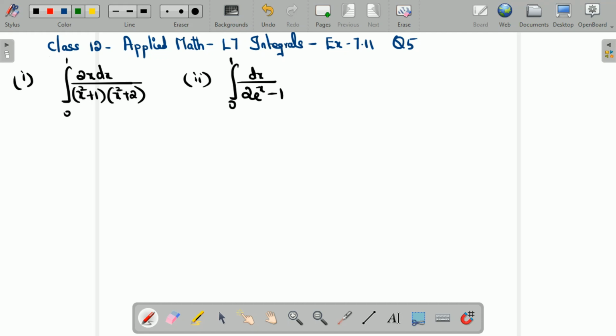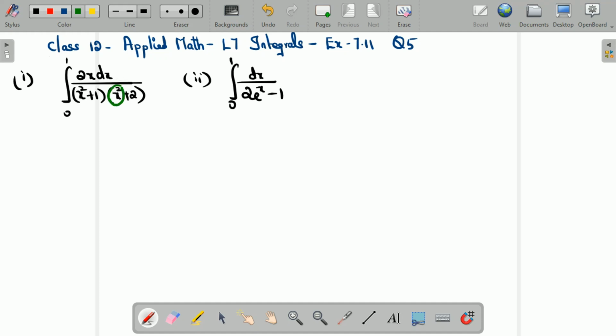In this video, let's find the solution for the fifth question in exercise 7.11. So first let's start with this particular integrand: integration between 0 to 1, 2x dx divided by x square plus 1 into x square plus 2.